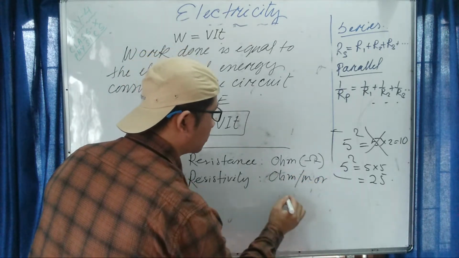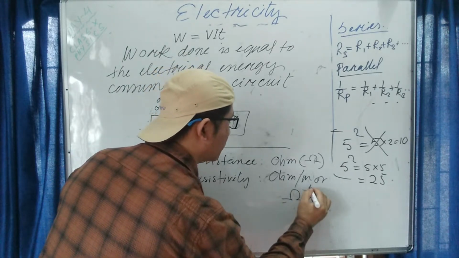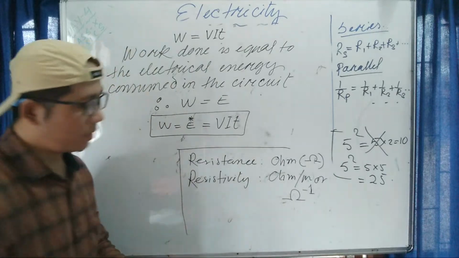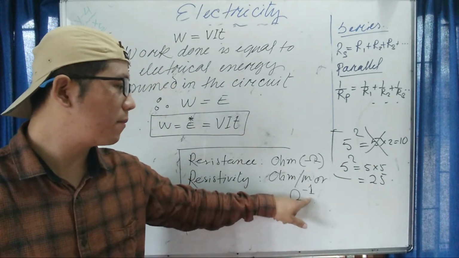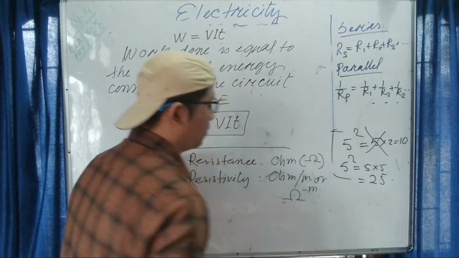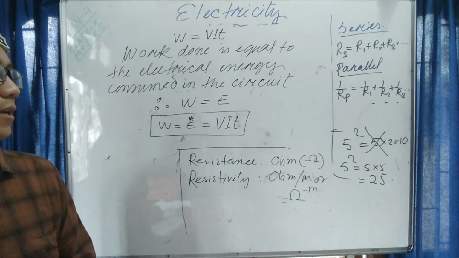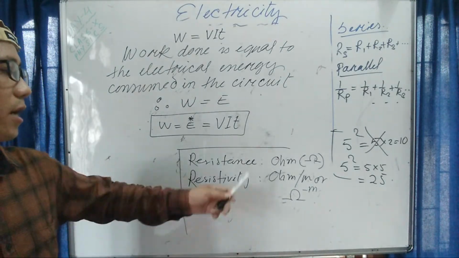Or you can write ohm meter, many times students get confused. Ohm per meter, that is ohms per meter minus, sorry, this one. Like this also we can write, no problem. So just try to understand this point.